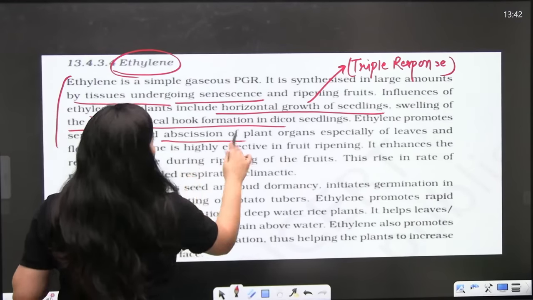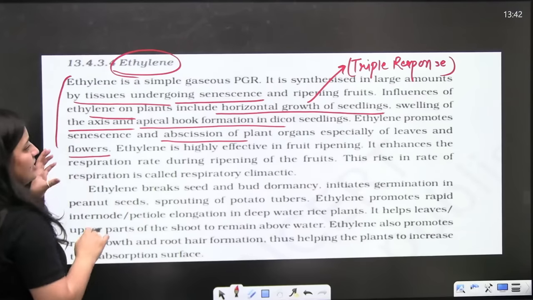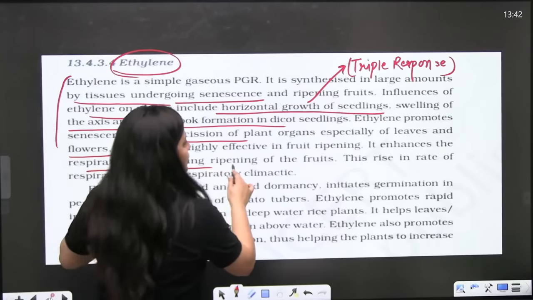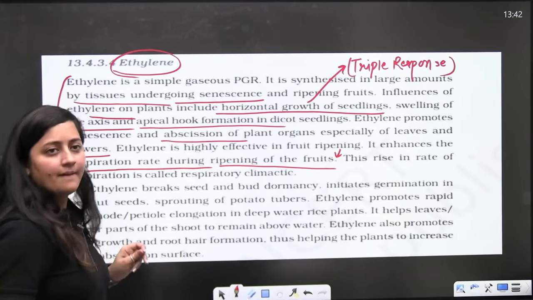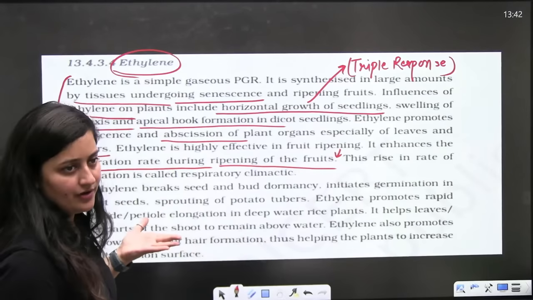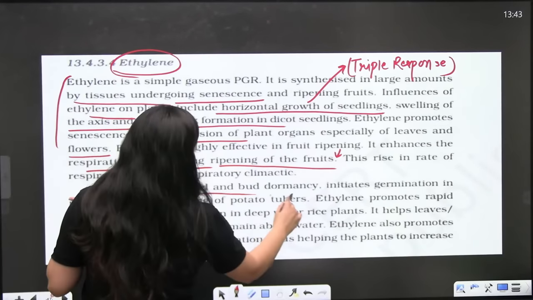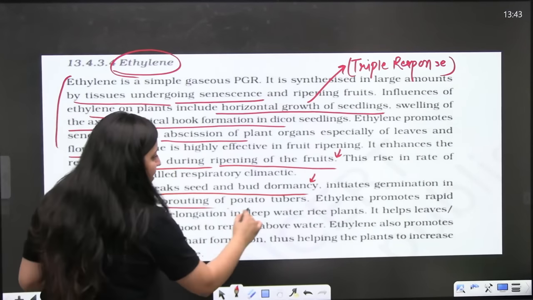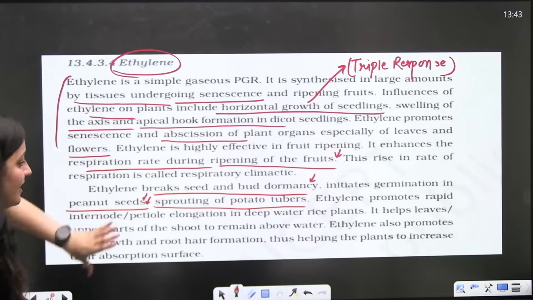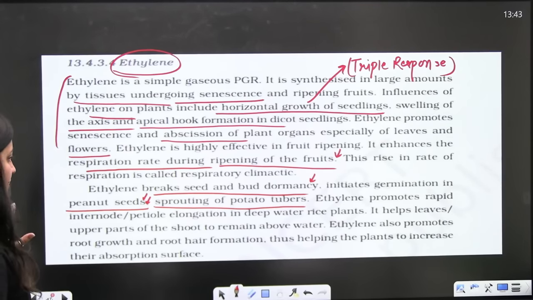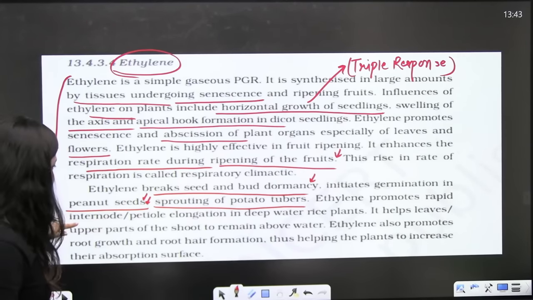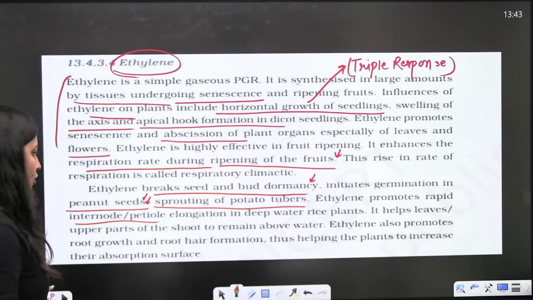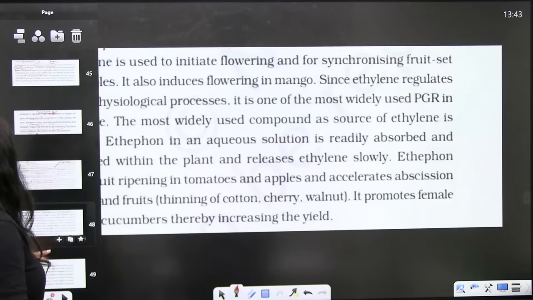It promotes senescence and abscission of plants, and is highly effective in fruit ripening. It enhances the respiration rate during the ripening of fruit. It will increase the respiration rate. It even breaks seed and bud dormancy, initiates germination in peanut seeds, and sprouting of potato tubers is also done by ethylene. In the case of deep water rice plants, the growth of internodes is done by ethylene. That is the important thing you need to remember from the ethylene part.